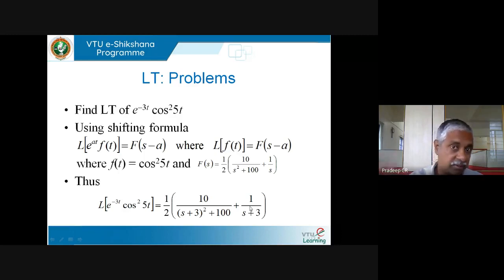That's it. Don't even try to simplify this. It's a horrible expression you will get. So just leave it like this. This is perfectly correct. So Laplace of e power minus 3t cos square 5t is half of 10 by (s plus 3) whole square plus 100, plus 1 by s plus 3. Don't try to see what it is. Here, whatever was there, just replace s by s plus 3. That's all you need to do.